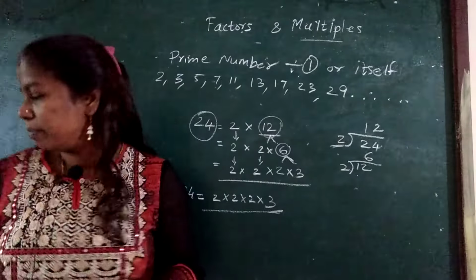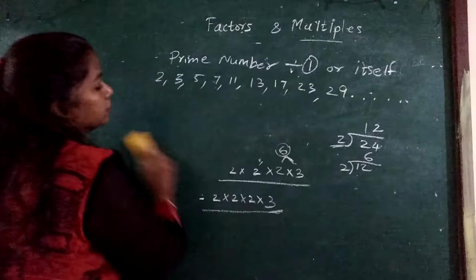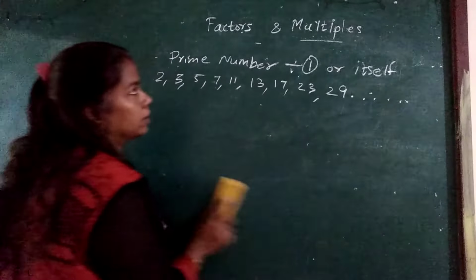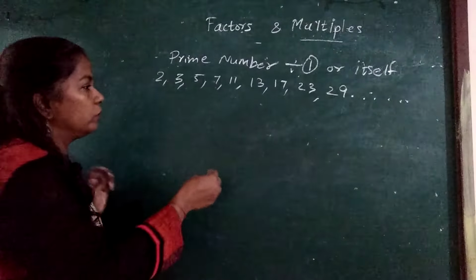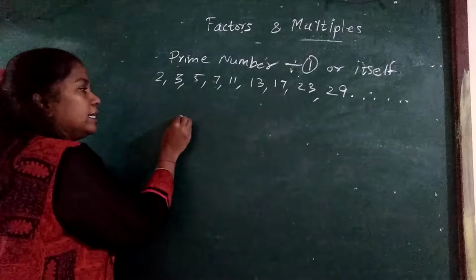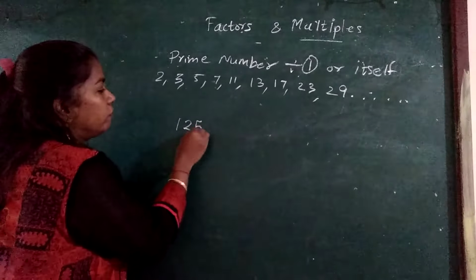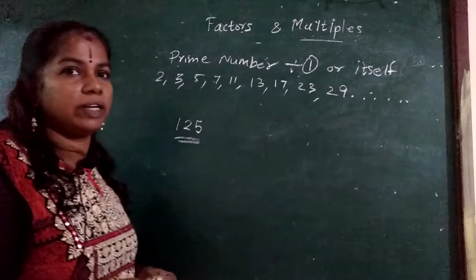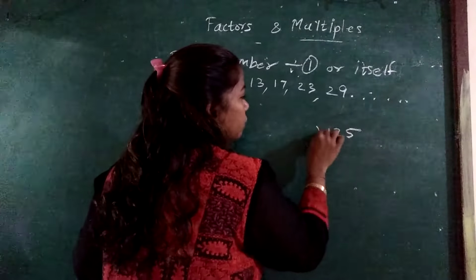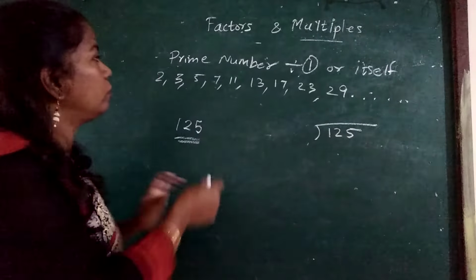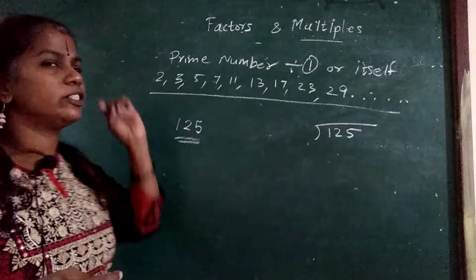I will take one more number so that you understand better. How to find the factors, I have taught you. Now suppose this time let me take a bigger number, for example 125. I have taken a different number, 125. Write this and keep it in your notebook. This will be a checklist for you.